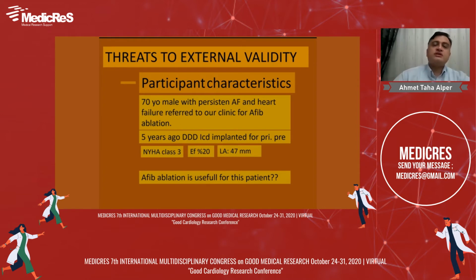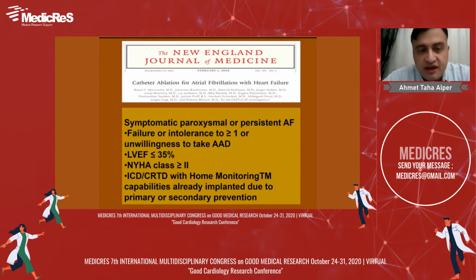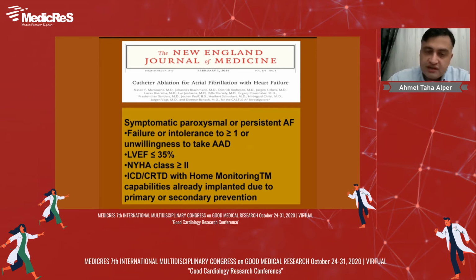I think our patient would be eligible for the CASTLE-AF trial. So they included symptomatic atrial fibrillation, left ventricular ejection fraction lower than or equal to 35, and New York Heart Association class higher than or equal to 2. And they selected device patients for detecting atrial fibrillation ablation success rate.